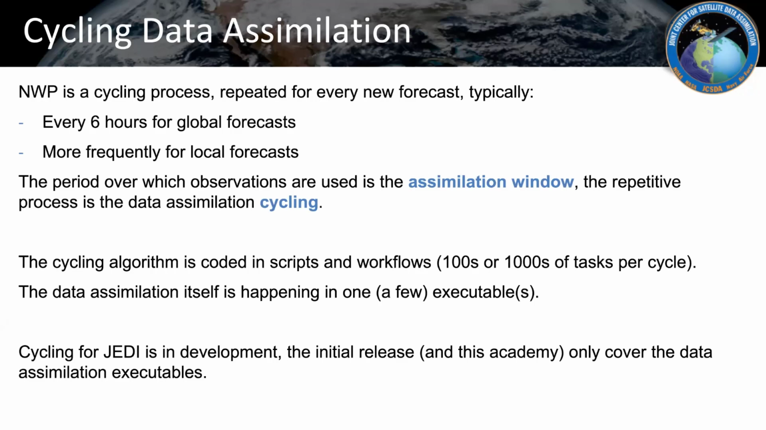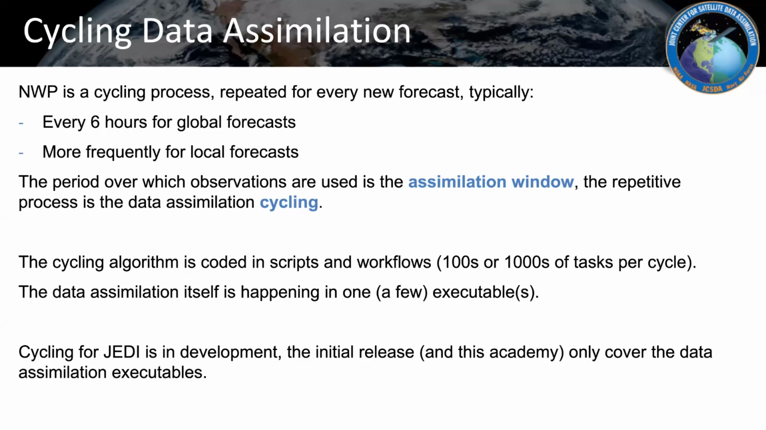So you all probably know that NWP is a cycling process where we repeat a forecast typically every 6 hours for global models, and more frequently for local models, can be 1 hour or even shorter. And the period over which we use observations is called the assimilation window. So that's typically like the last 6 hours for a global forecast, let's say. And this process of repeating the assimilation and forecast is called cycling.